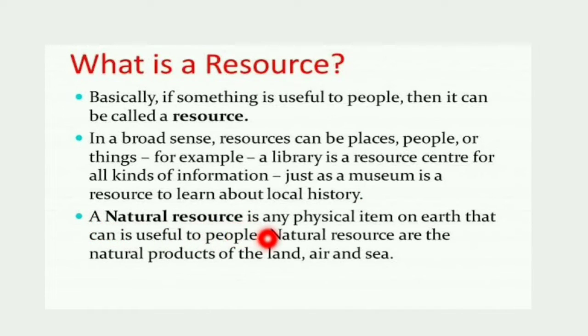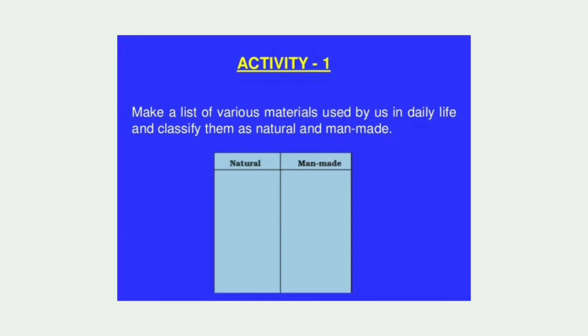A natural resource is any physical item on earth that can be useful to people. Natural resources are the natural products of the land, air and sea. In activity number 1, you will find two columns, natural and man-made. You have already learned about man-made things and natural things in the junior sections, so you can make a list of them.